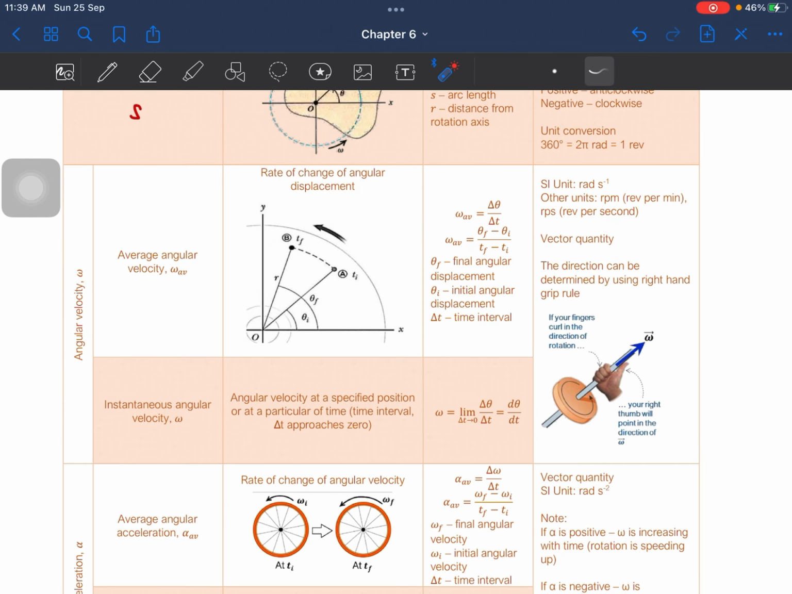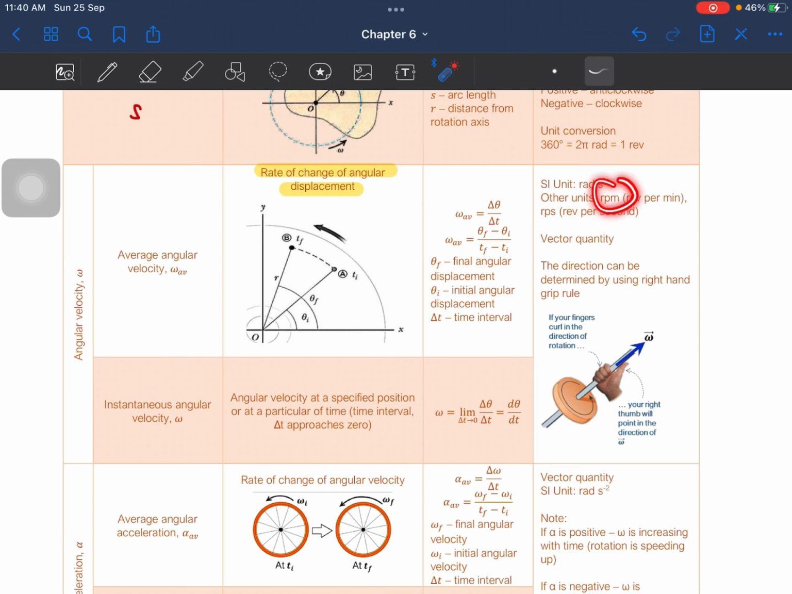Next, we have angular velocity, where this is omega. Some students say this is W. No, this is not W, this is omega. This is the Greek letter omega. So we have average and then instantaneous. For average, this is the rate of change of angular displacement. The formula is given here, and it has the SI unit of radian per second.